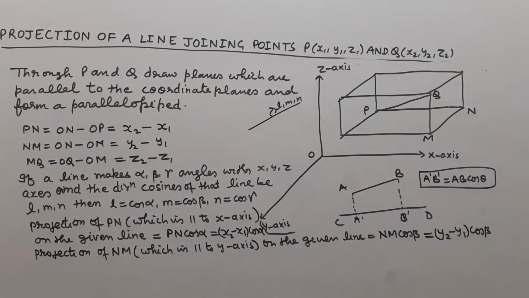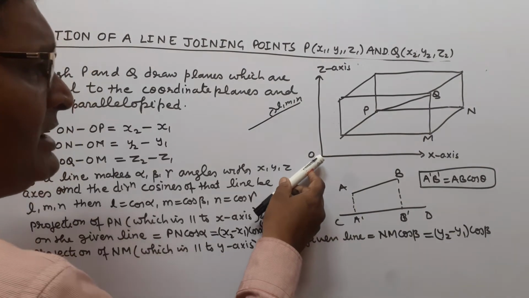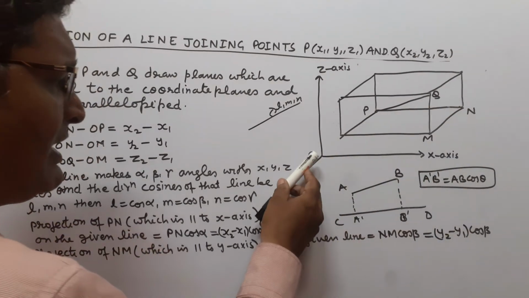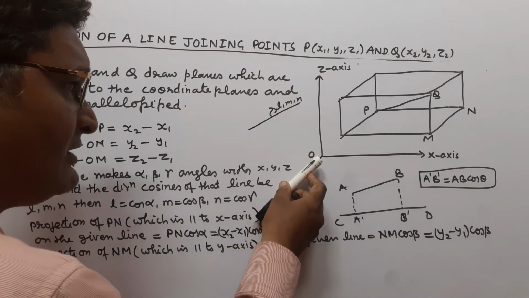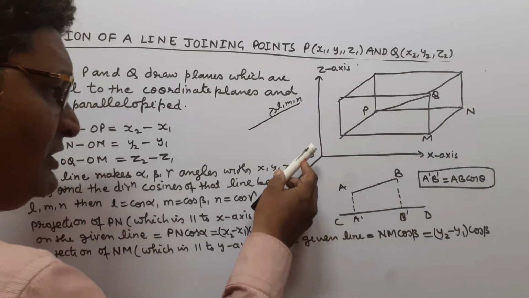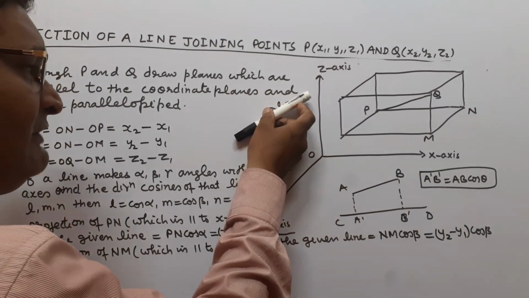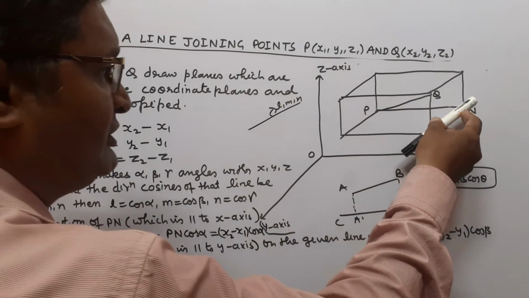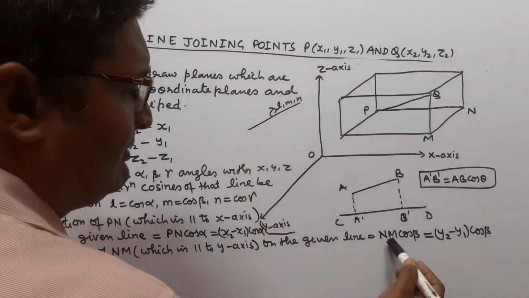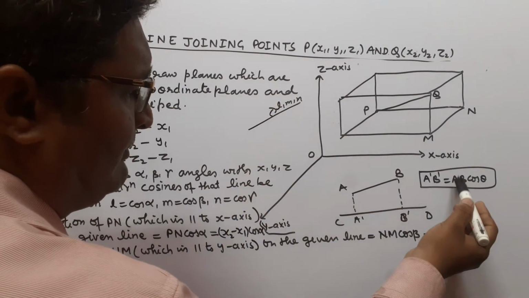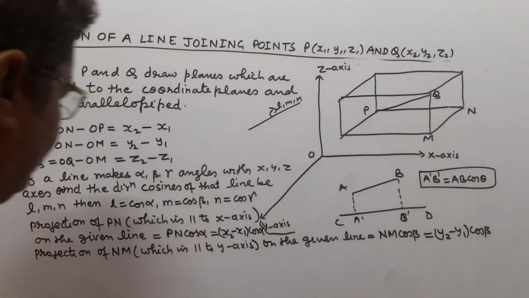You can see here, since this NM is parallel to the y-axis, and the given line makes angle beta with the y-axis, NM makes angle beta with the given line. So projection of NM on this given line can be written as NM cos beta from this formula, and NM is equal to y2 minus y1.